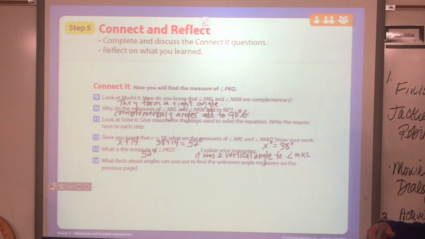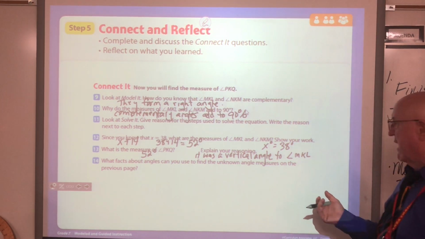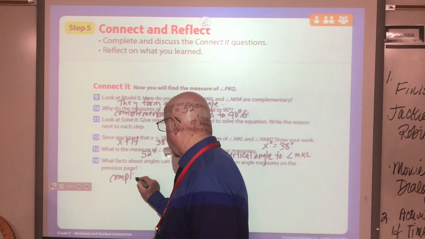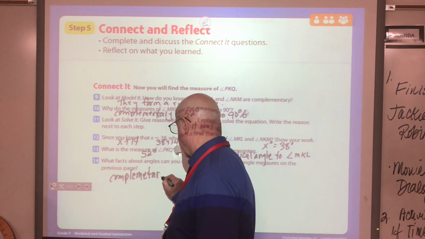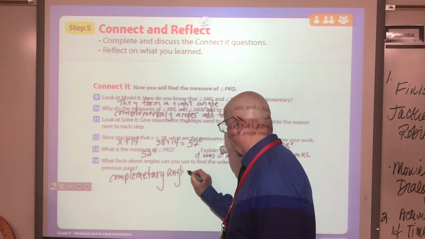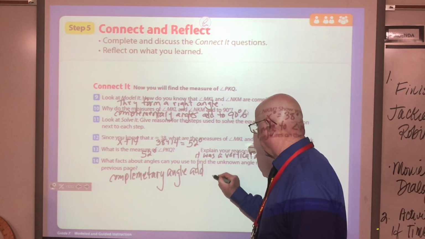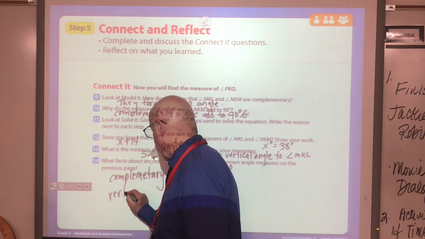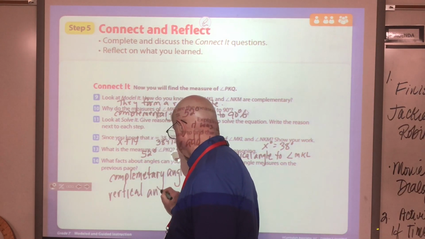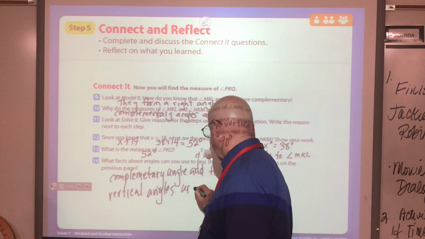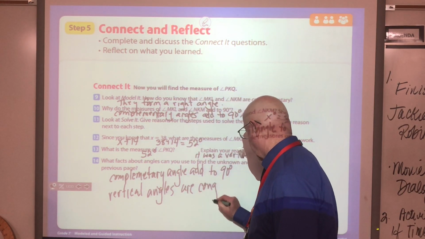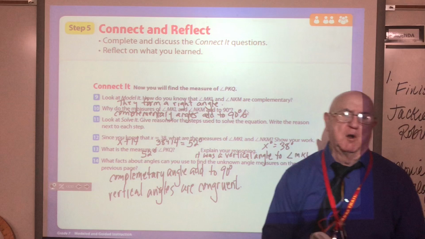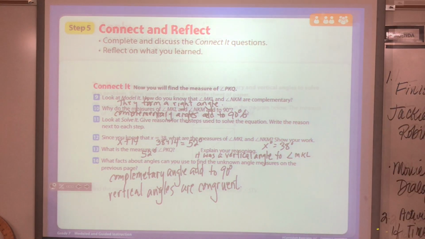Now, what facts about angles could we use to find the unknown angle measures on this previous page? We needed to know that complementary angles add to 90 degrees, and that vertical angles are congruent. Now that we have that, we can go on to the next page, and we have all these answers.